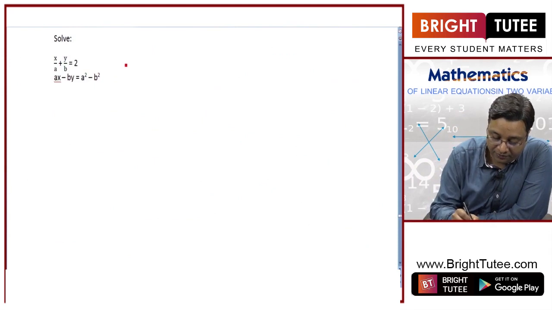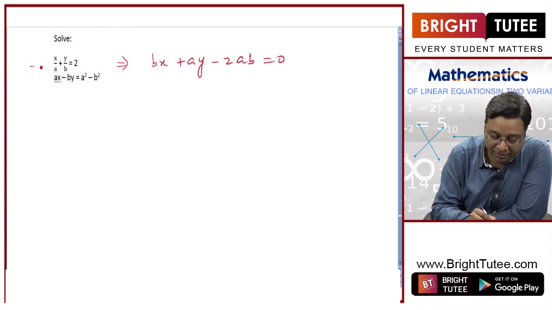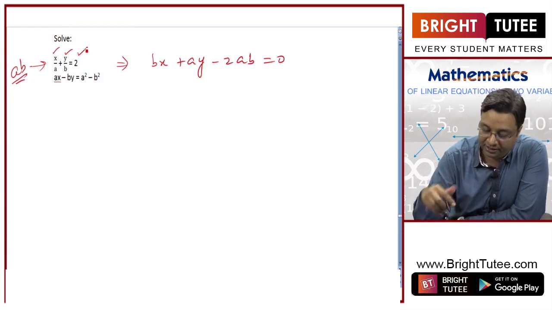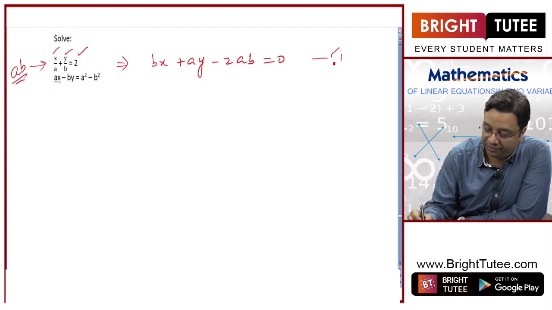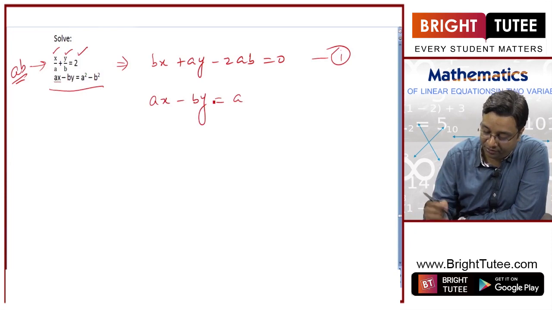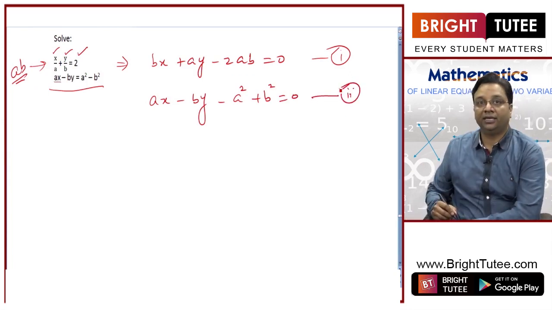Similarly, in this equation we can write it in standard form like this: bx plus ay minus 2ab equal to 0. What I have done is I have multiplied both sides of this equation by ab, okay. So, this term became bx, this term became ay, and this became 2ab, which I brought to the left hand side, and this is my equation number 1. And equation 2 is ax minus by is equal to a square minus b square. So, if I bring a square minus b square on the left hand side, this will become minus a square plus b square equals 0, and this is my second equation, right.